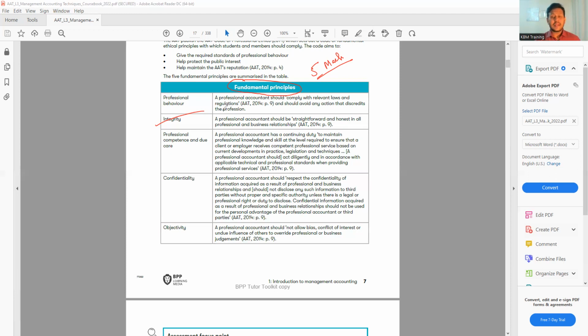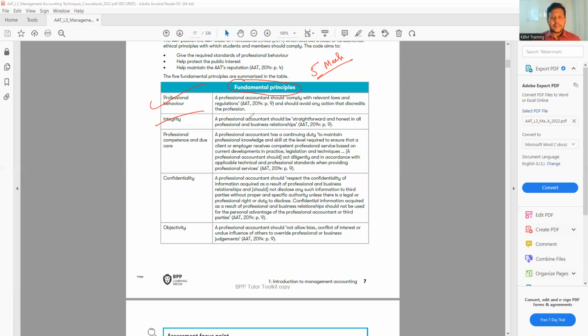Or for example, if a client comes to you and asks how much you're going to charge for their business, maybe you know you need to spend only 100 hours, but you charge for 150 hours. So it's not very accurate. The fundamental principle is you always have to be honest to your client. And then professional behavior.